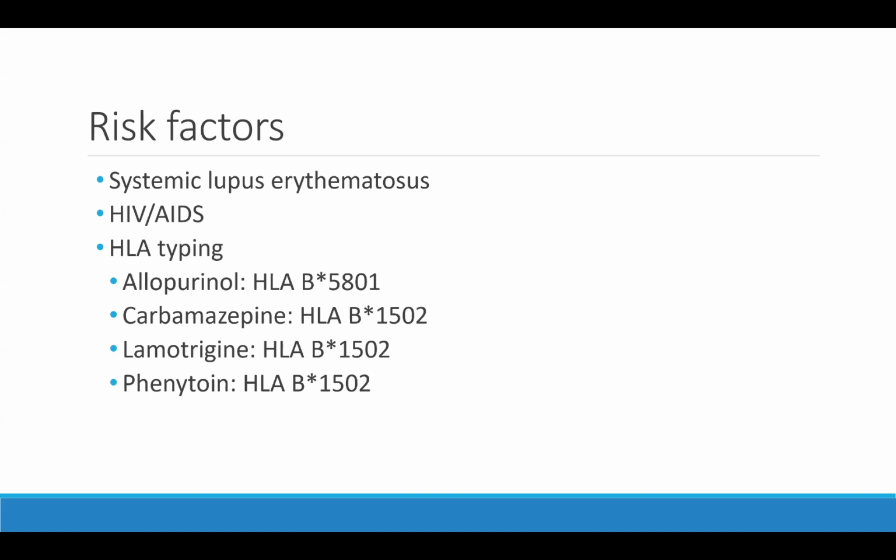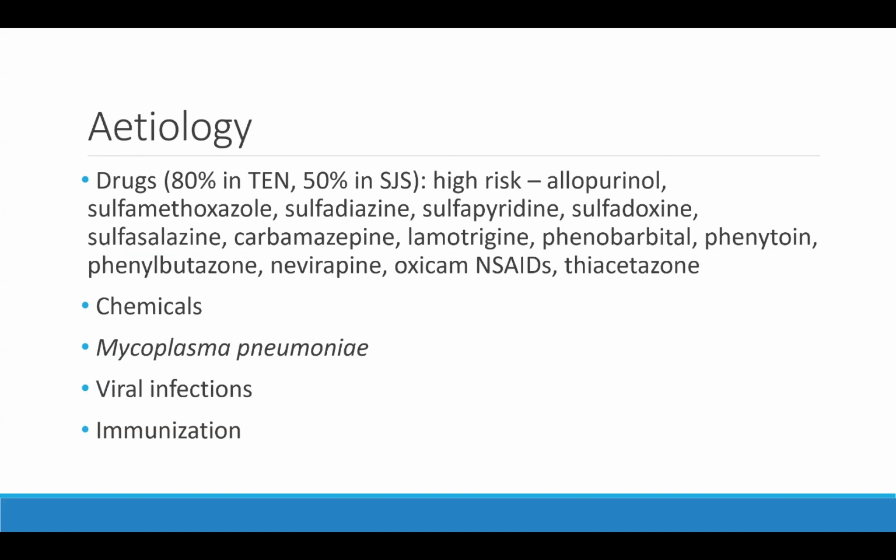Risk factors for SJS-TEN are SLE, HIV/AIDS, as well as certain HLA types. For example, allopurinol, HLA-B5801, carbamazepine, HLA-B1502, lamotrigine, HLA-B1502, as well as phenytoin, HLA-B1502. Drugs are the cause in 80% of TEN cases and 50% in SJS.